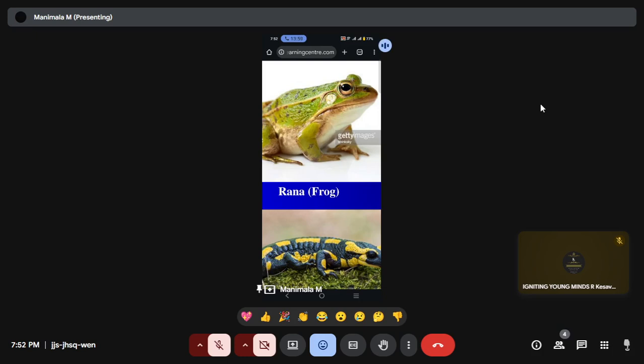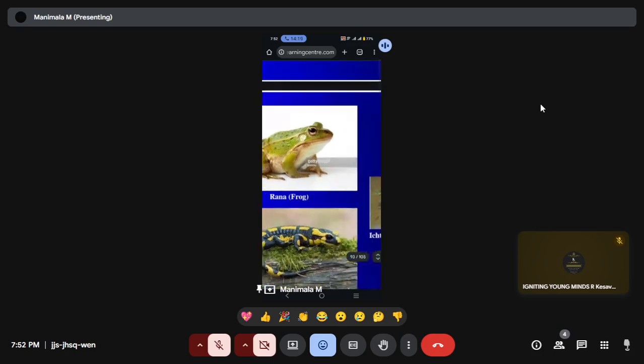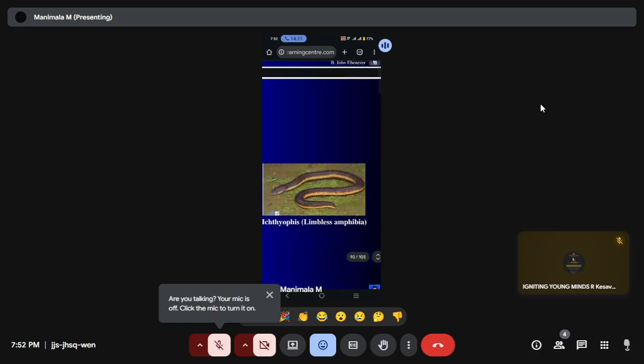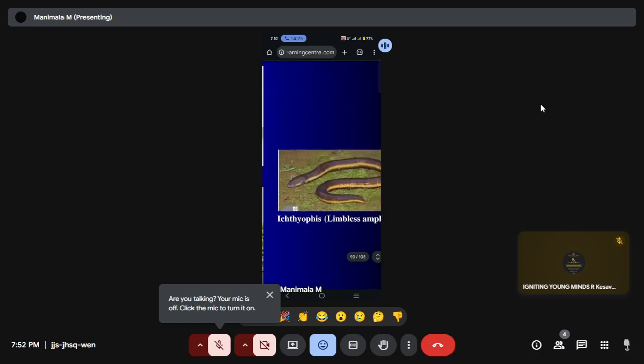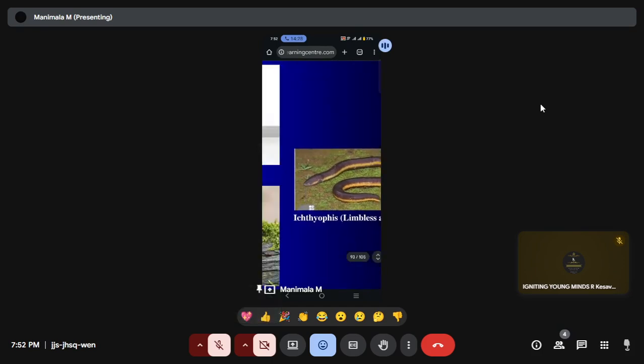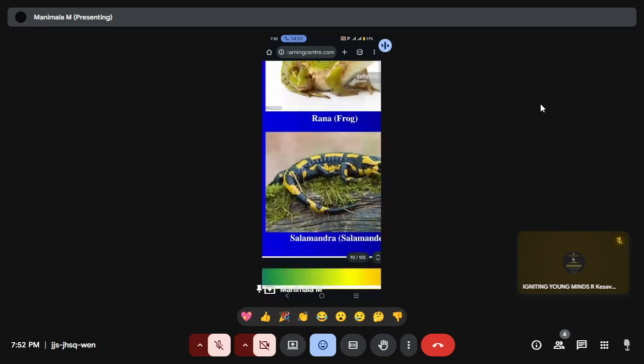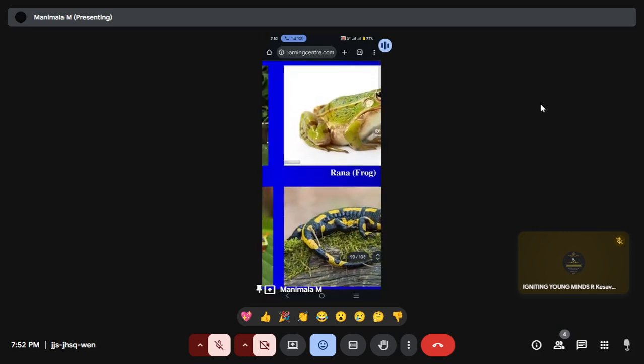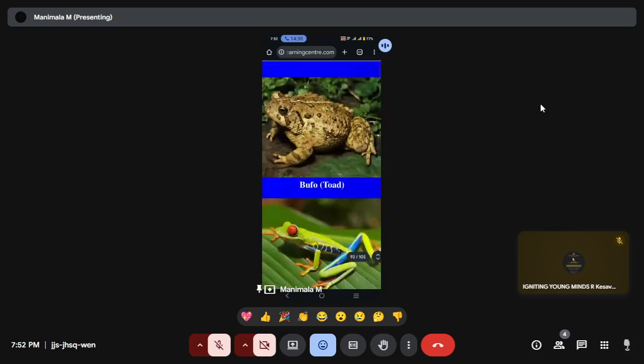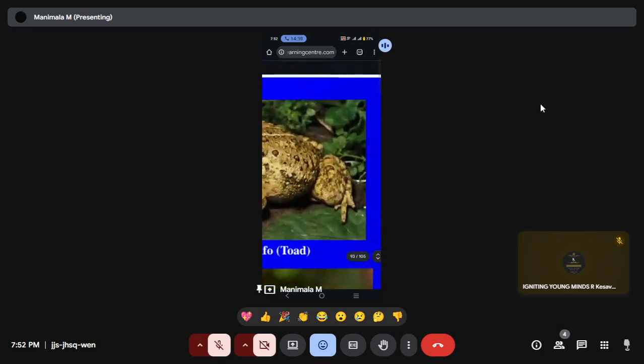This is present in amphibians, most of these vertebrates, which support themselves to move on the land. These pentadactyl limbs are supported. These limbs are two pairs. This one, Ichthyophis, is a limbless amphibian, and salamanders are amphibians with a tail, and the remaining, all Rana, Bufo, Hyla, come under the amphibians only.